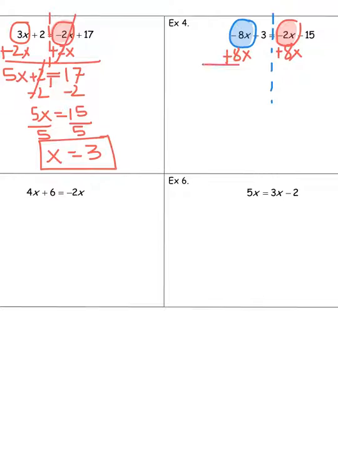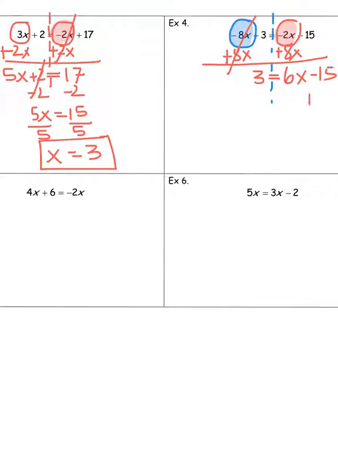Now this idea of always choosing the smaller side, you can solve it either way. This just maybe will make it a little bit easier for you. So negative 8x and positive 8x cancel. I have a positive 3, my equal sign. I have a negative 2x plus 8x. That ends up with positive 6x and a minus 15.